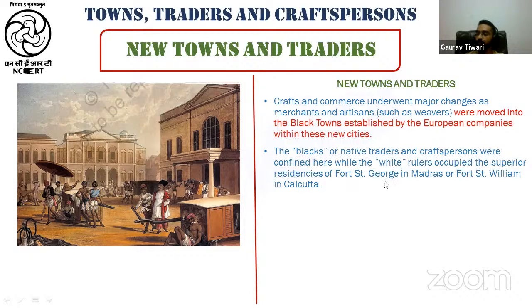George. Where is Fort St. George? It is in Madras. And Fort St. William, where is this? It is in Calcutta. Now, this Fort St. George was built by Francis Day. Just remember this. And this Fort William was built by Robert Clive. I hope everything up till here is clear to all of you.